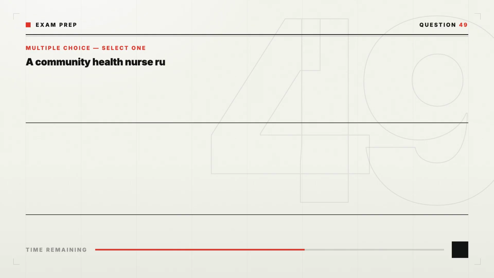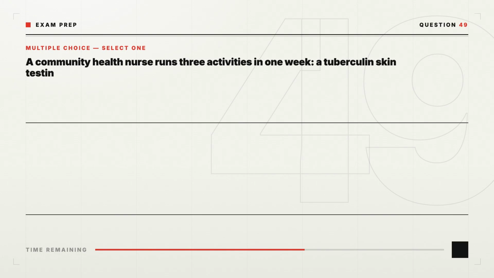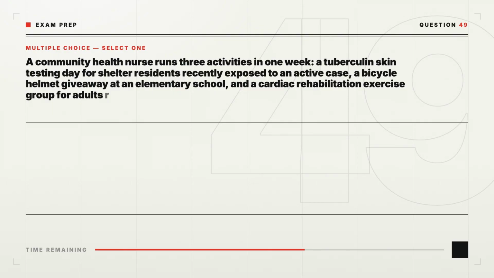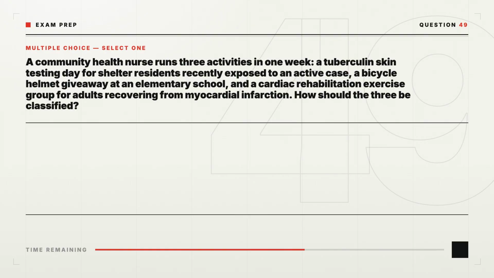Question 49. A community health nurse runs 3 activities in 1 week. A tuberculin skin testing day for shelter residents recently exposed to an active case, a bicycle helmet giveaway at an elementary school, and a cardiac rehabilitation exercise group for adults recovering from myocardial infarction. How should the 3 be classified?